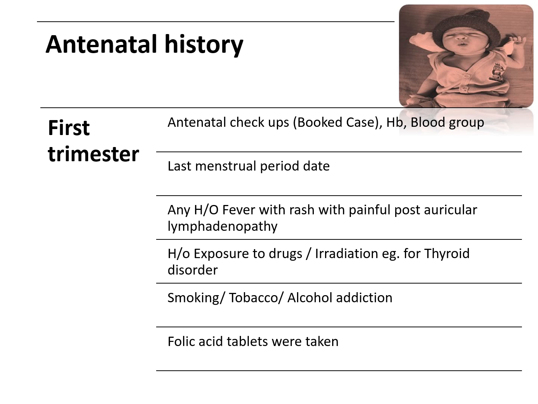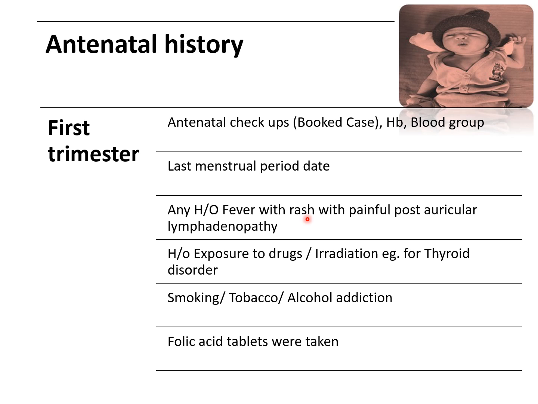After the obstetric history, we have to write down the antenatal history. We can divide the antenatal history into first, second, and third trimester. So in first trimester, we have to write down last menstrual period, antenatal checkups were done or not, then hemoglobin and blood group of the mother, any history of fever and rashes, and any post-auricular lymphadenopathy during the first trimester because it suggests the TORCH group of infection.